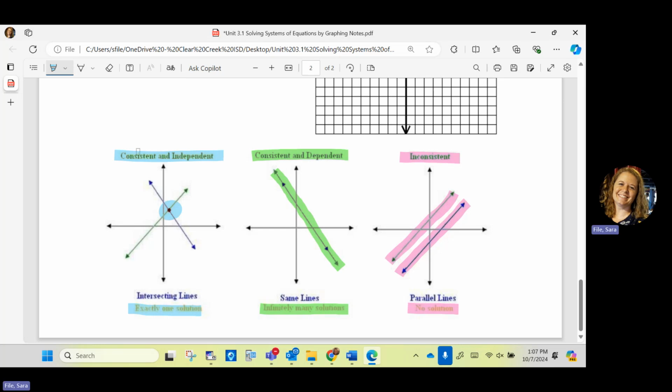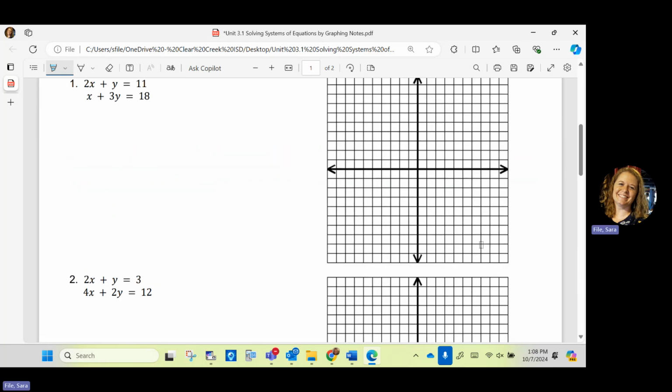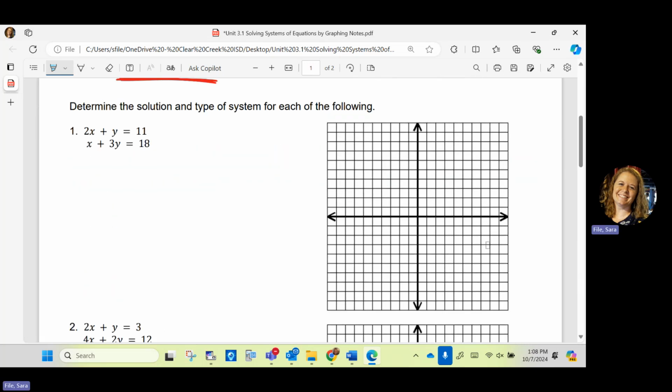So let's try it. We're going to be given a system of equations. We're going to graph them and see, do they intersect at one point? Is it the exact same line, or are they parallel lines? And so we can state what the solution is and what type of system it is. I'm going to flip back to the front now to start with number 1.